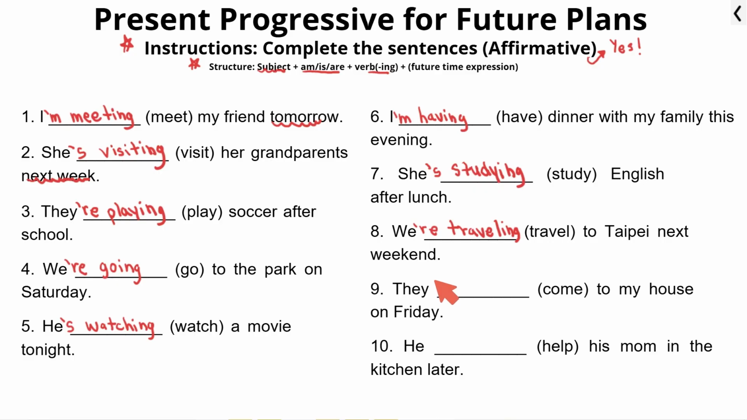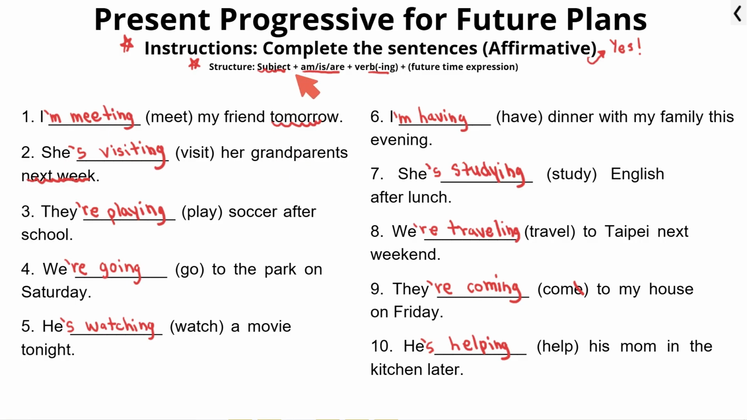Next we have they are. We can write it in the contraction. They're coming. We drop the e for coming, and we simply add ing. They're coming to my house on Friday. Next one we have he is. He's helping. Add ing. He's helping his mom in the kitchen later.